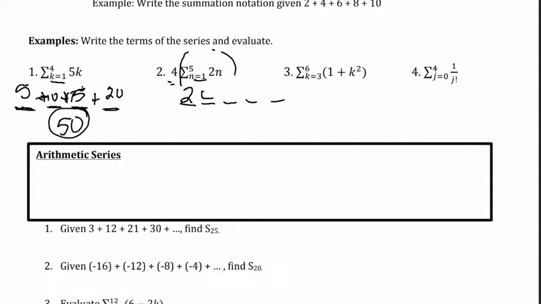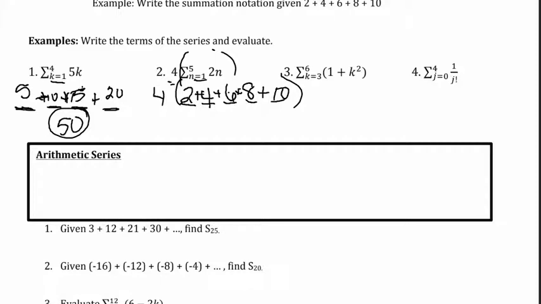Plug in 2, that's 4, because 2 times 2 is 4. And then 6, and then 8, and then 10. And I'm going to add all of that up. And then you could, from here, multiply it by 4. Or I'm going to add all that up first.